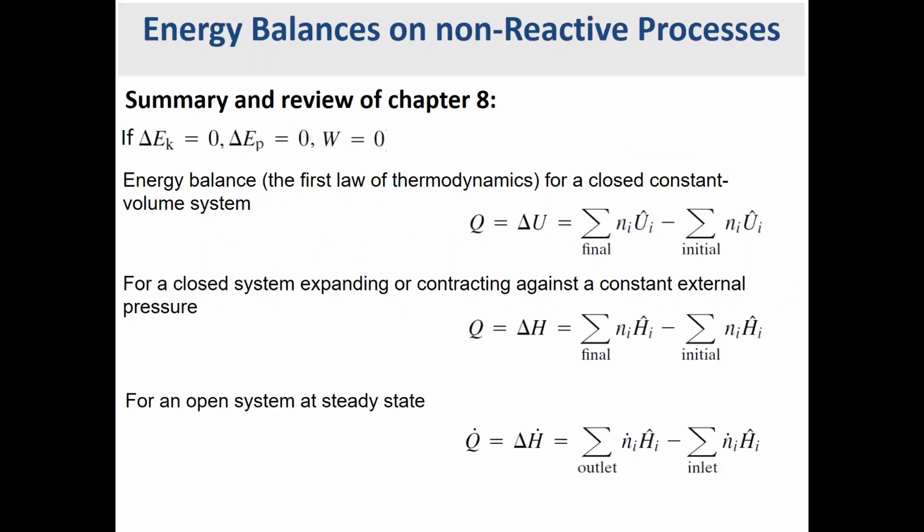So if you go back to chapter 8, we learned that if we have a process with low or negligible values of kinetic energy and potential energy, or no kinetic or potential energy changes, while there is no work, we can reduce the energy balance equation to Q, heat, equal to the change of internal energy for a closed constant volume system, and to Q equal to the change of enthalpy for a closed system expanding or contracting against a constant external pressure. And finally, the rate of heat transfer is equal to the change of the rate of enthalpy for an open system at steady state condition.